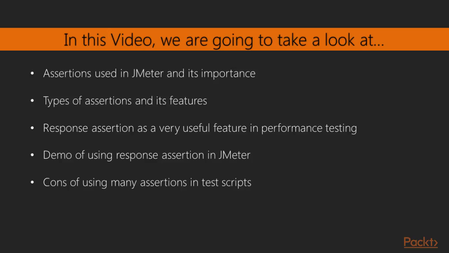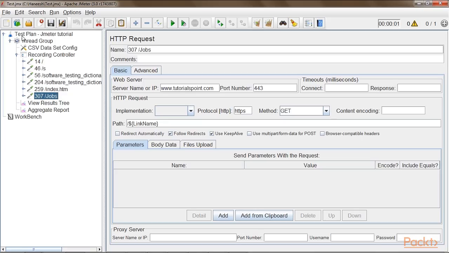Code-based assertions such as bean shell or BSF don't have the GUI element that identifies its scope. This means you must manually implement all assertion logic including the scope. The most commonly used assertion is the response assertion, which checks whether a response, text, body, code, message or header contains or matches a specified pattern.